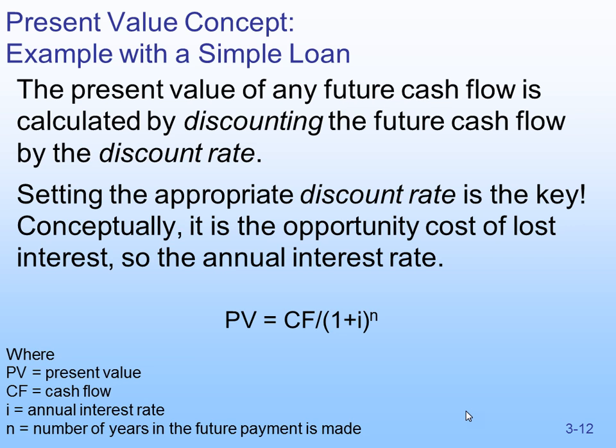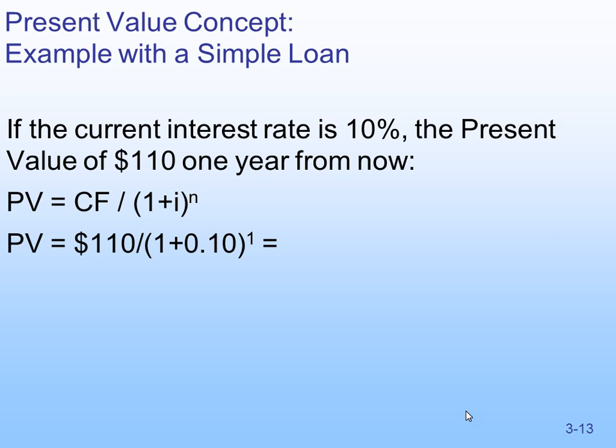Okay, so suppose that the current interest rate is 10%. It's unrealistic, but I think that's what they use in your book because the math is real easy, right? If the current interest rate is 10%, what's the present value of $110 1 year from now?